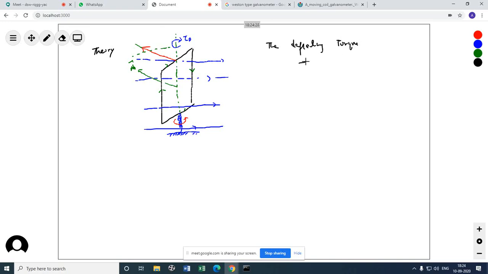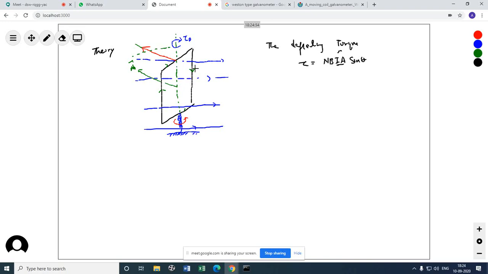The deflecting torque will be what? As we have seen, tau equals NBIA sine theta. But wait a minute, what is theta now? This theta is the angle between the magnetic field and the M vector. IA is M, na? So that is 90 degrees only.